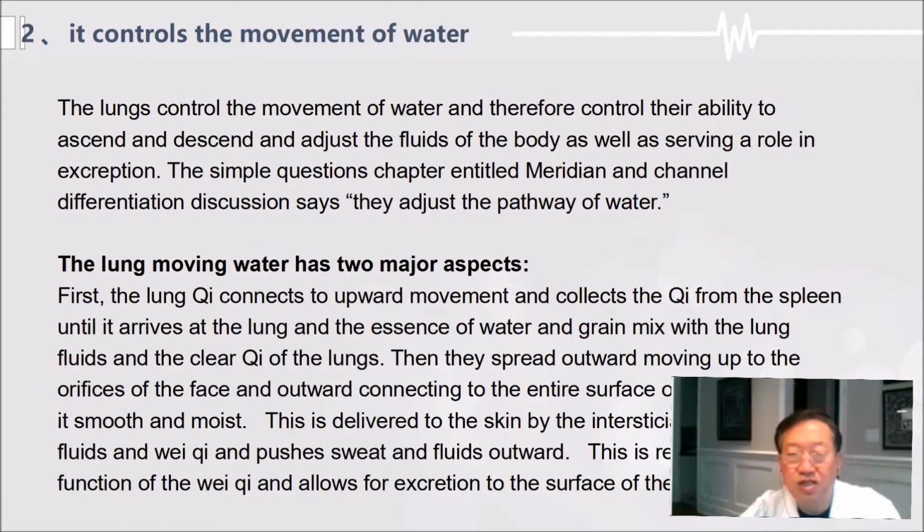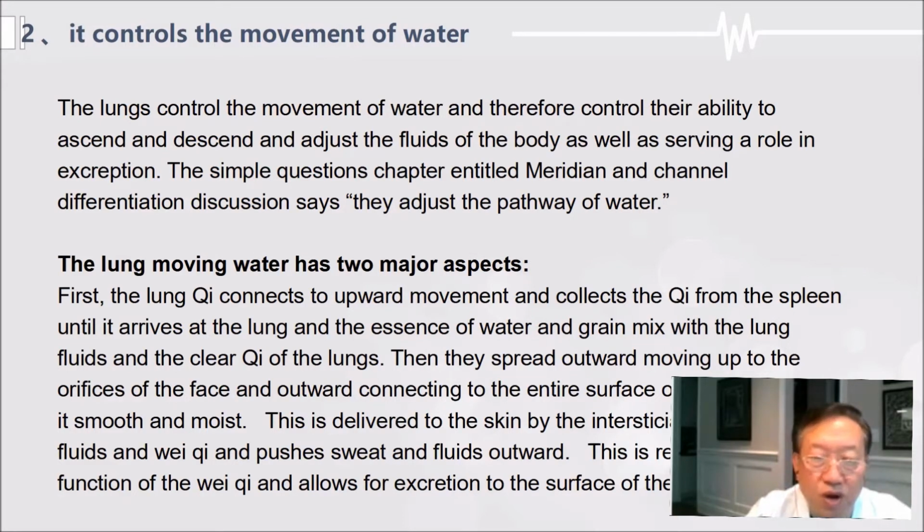Therefore, the lung controls the entire function of the qi in the body and never leaves the essential function of the breath. The lungs control the movement of water and therefore control their ability to ascend and descend and adjust the fluids of the body, as well as serving a role in excretion. The Simple Questions chapter entitled "Meridian and Channel Differentiation Discussion" says they adjust the pathway of water.